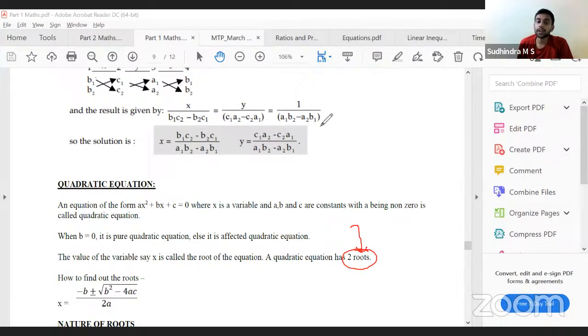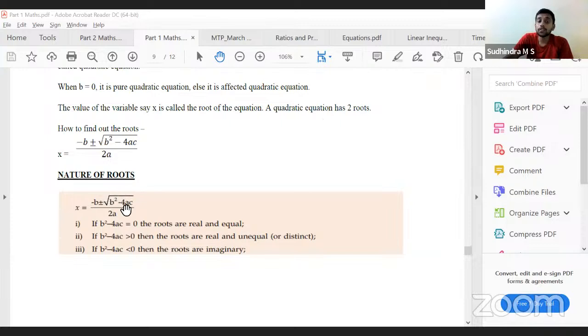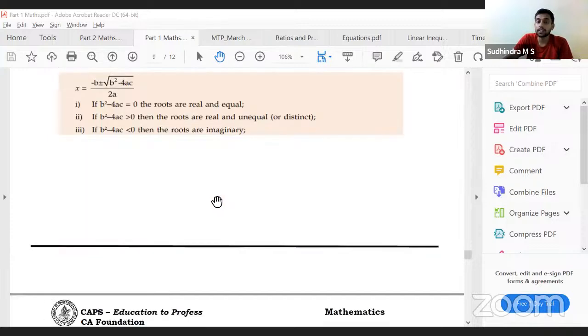How do we solve a quadratic equation? We can solve it normally also, or using this formula, minus b plus or minus root of b square minus 4ac by 2a, or using the factoring method, identifying the two variables and splitting the equation. That can also be done. Using this formula is simpler. Here, this b square minus 4ac is called the discriminant.